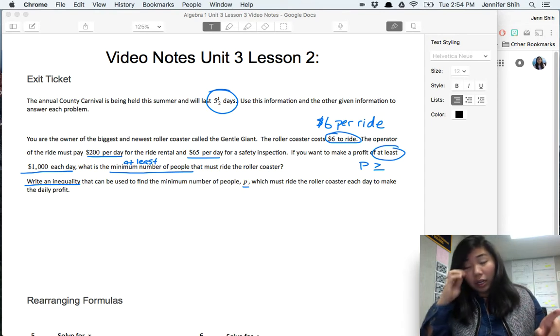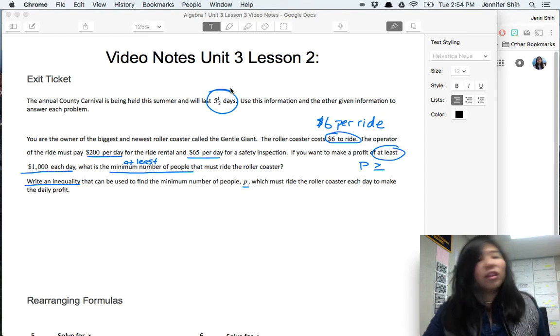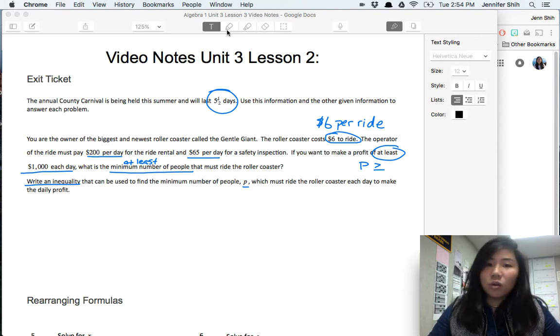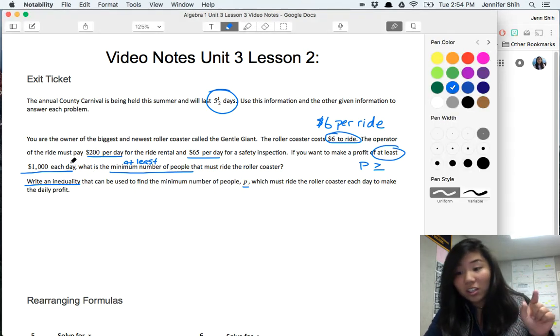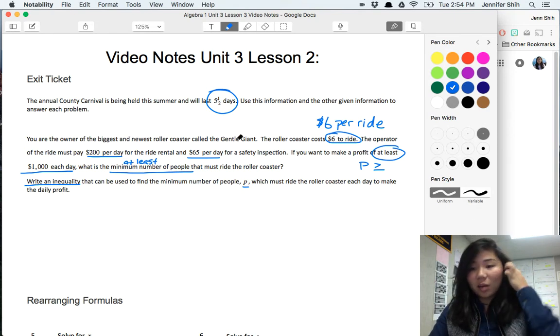If you look on the screen here, I have different things underlined and circled. Whatever you're using in Nav Math, you are also going to use here. For example, I underlined every number and the quantity that was involved. And then anytime there was a word that meant a math symbol in my head, I wrote the math symbol down. So for example, it says if you want to make a profit of at least $1,000 each day, in my head, the words at least mean the profit has to be greater than or equal to this amount.